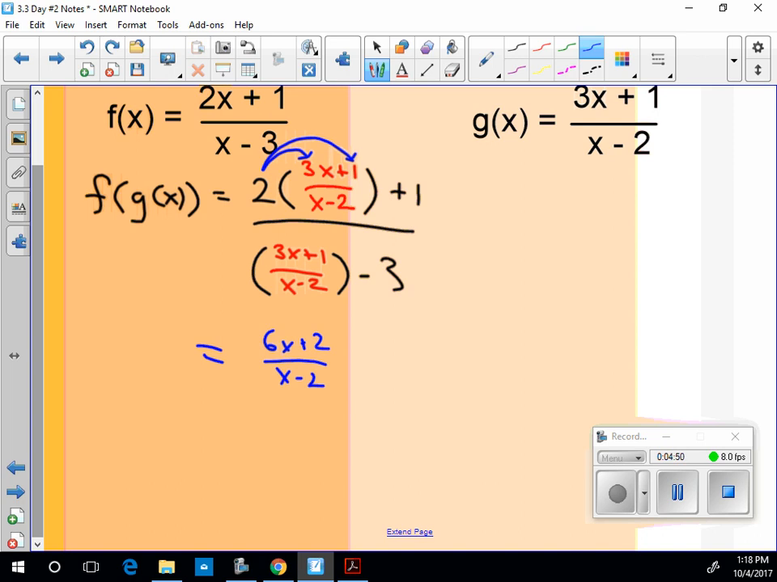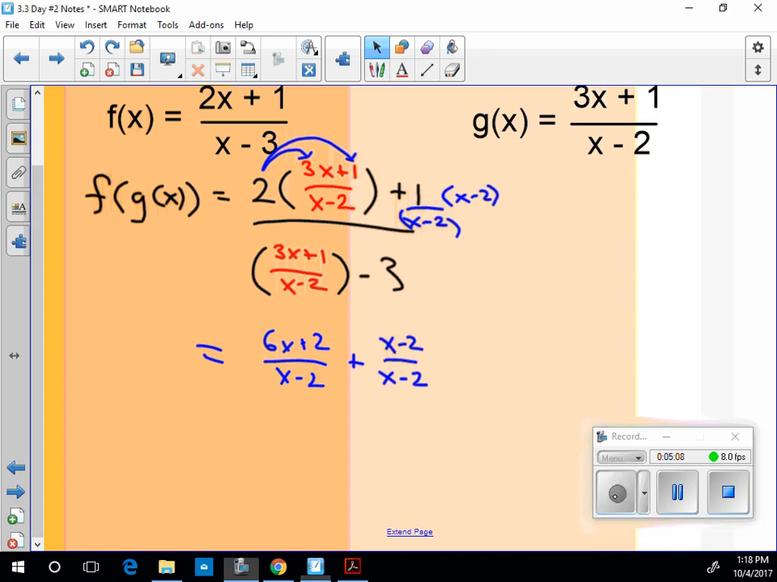If I wanted to make 1 into something with a denominator of x minus 2, I'd put an x minus 2 down here, and I'd also multiply on top. So over here, I get x minus 2 over x minus 2.